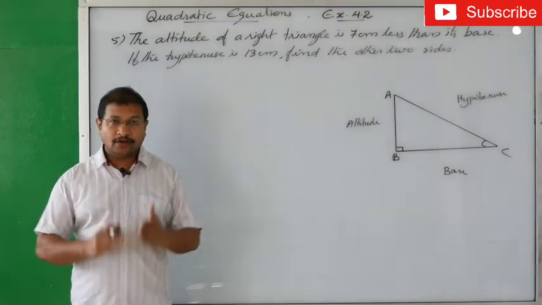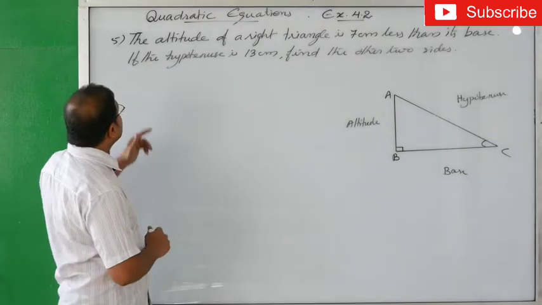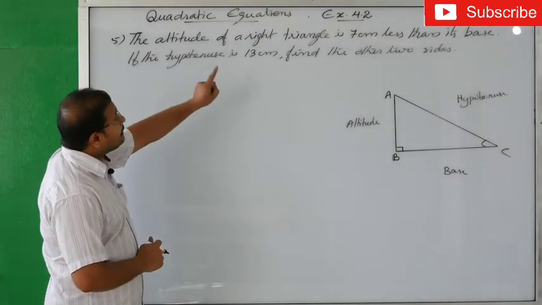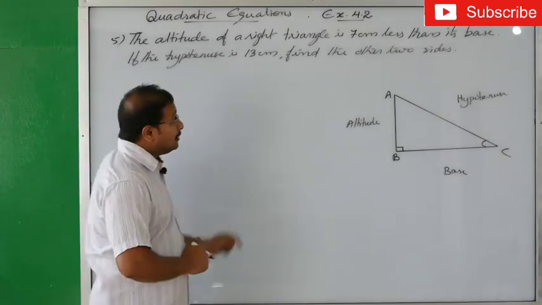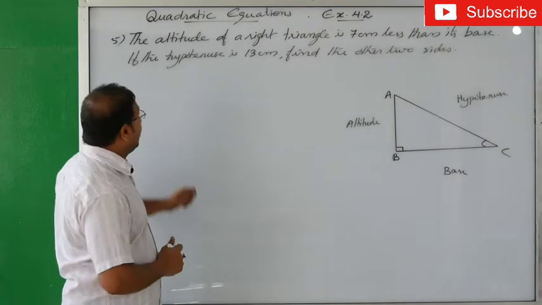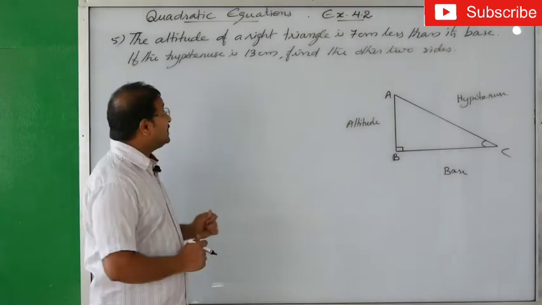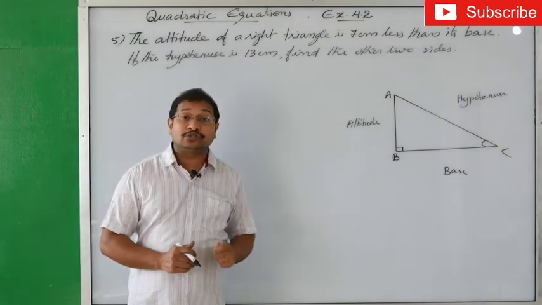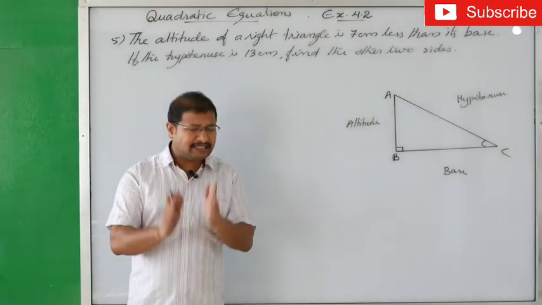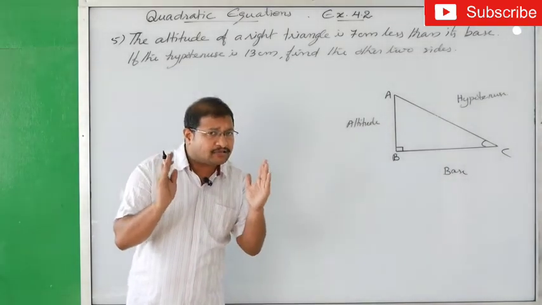See the next question, question number 5. I'll read the question once. The altitude of a right triangle is 7 centimeters less than its base. If the hypotenuse is 13 centimeters, find the other two sides. That means it's given a right angle triangle.